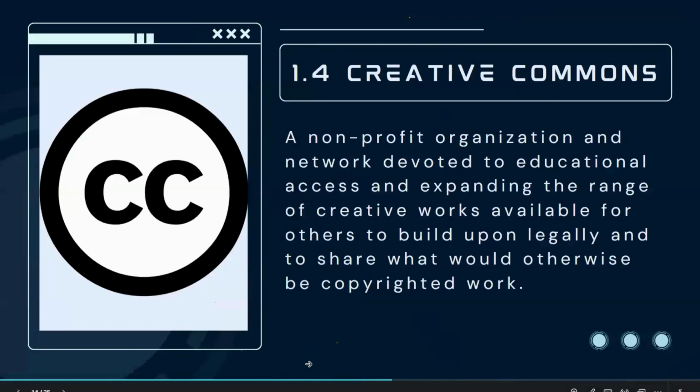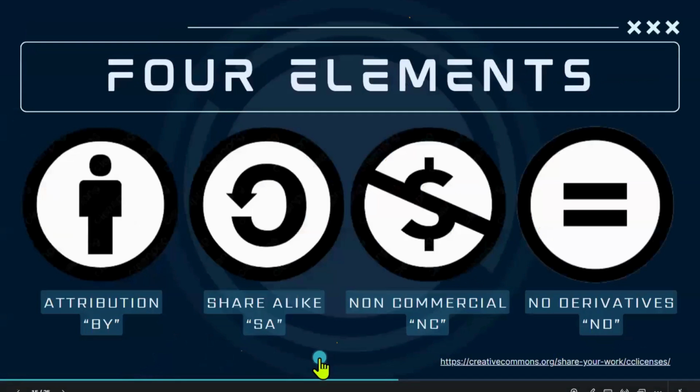Creative Commons is a nonprofit organization and network devoted to educational access and expanding the range of creative works available for others to build upon legally and to share what would otherwise be a creative work. They offer licenses that tell users what they can and can't do with a piece of content. These licenses don't replace copyright, they work within it. Creators can pick a license based on what they want to do.